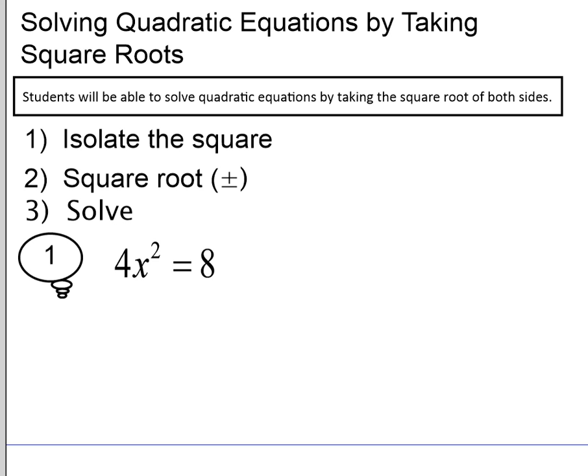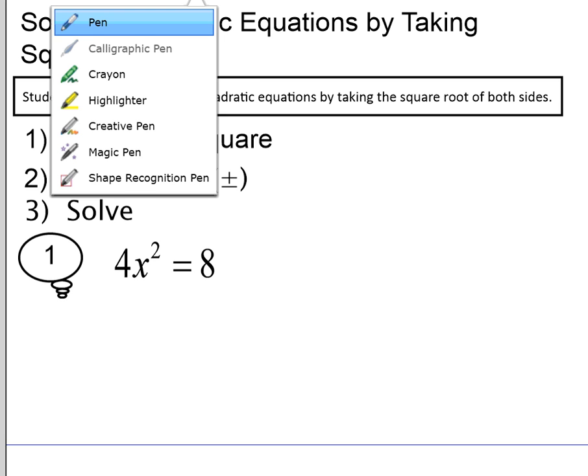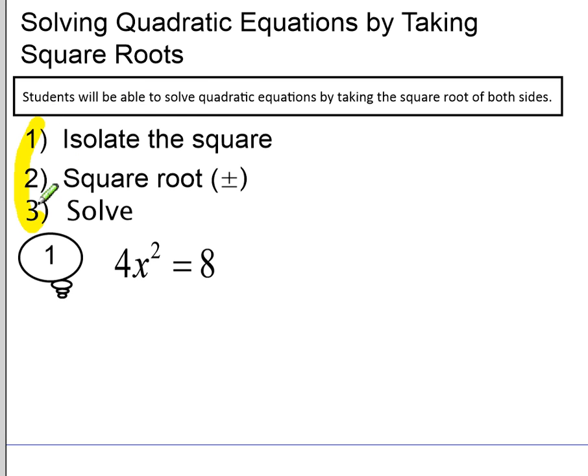This pre-calc video is on section 2.2, solving quadratic equations by taking square roots. I've got 3 steps here to solving quadratics by taking square roots: isolate the square, then take the square root, and then solve.